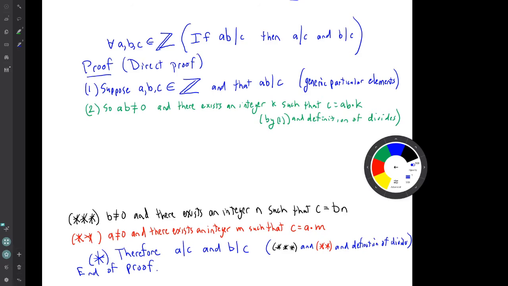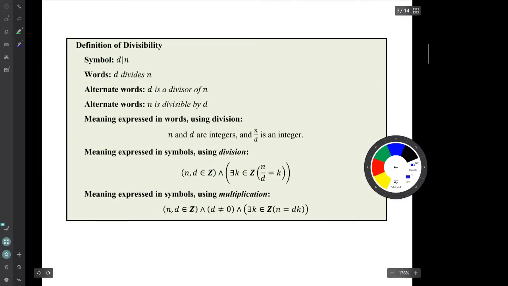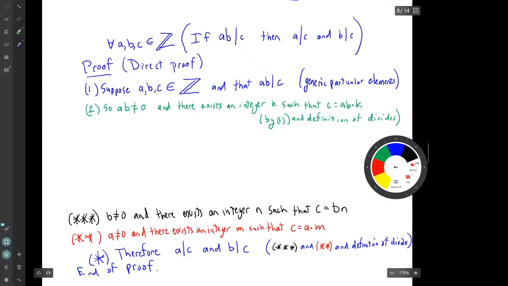Notice one more thing. The definition of divides mentions the letter K. In my starting of this proof, I used the letter K, there on line 2. So K is used up. So in later steps, I did not use the letter K. I had to introduce other letters.